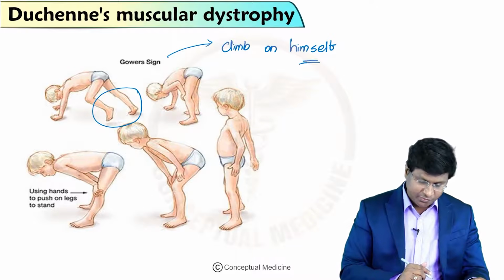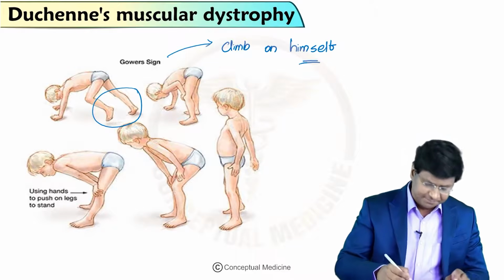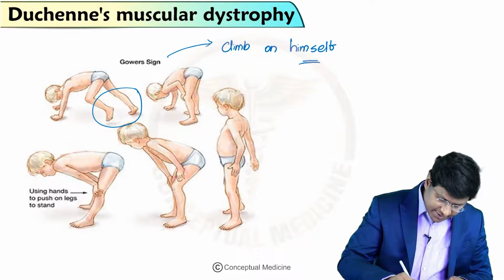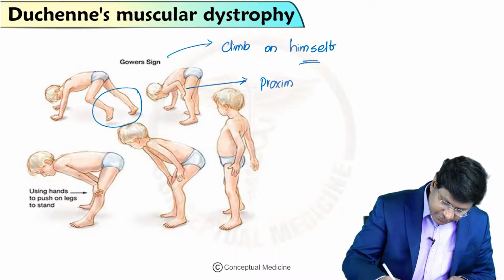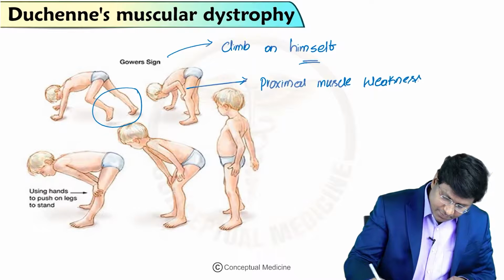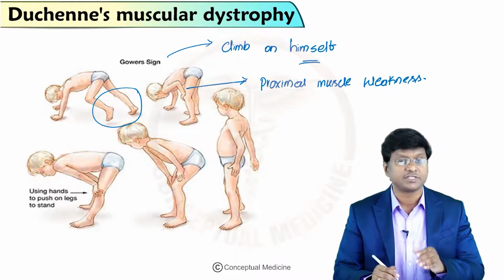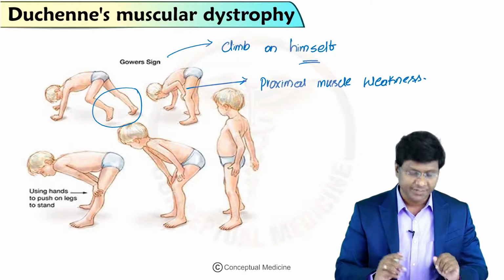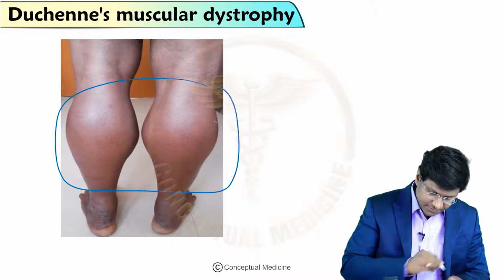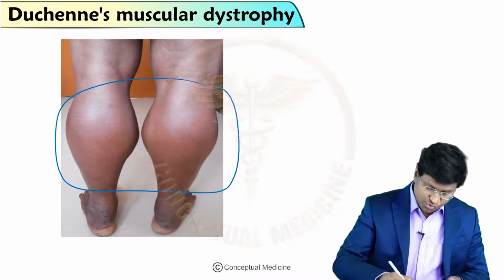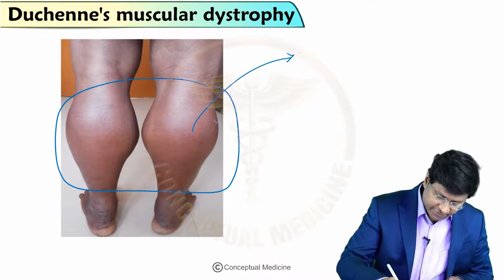And why is there a Gower sign? This Gower sign is mainly because of proximal muscle weakness. And followed by that, these individuals have what is called pseudohypertrophy of the calf muscle.